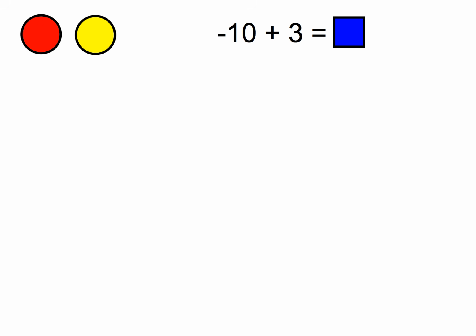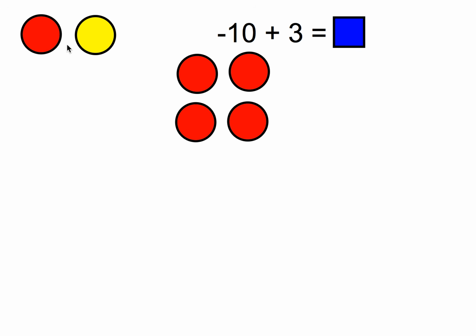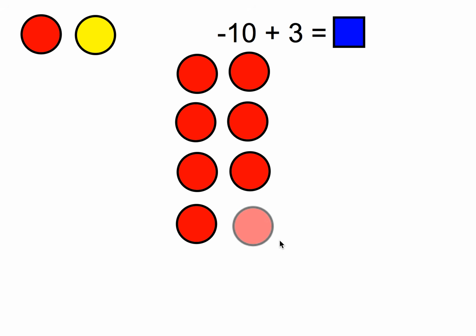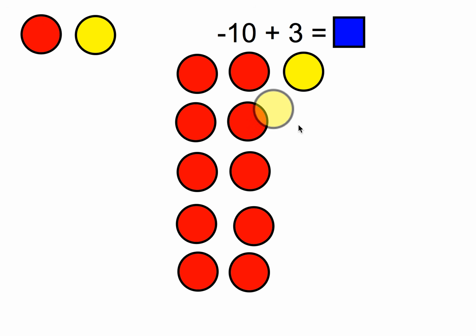And one more example. What if we have negative 10 plus 3? Well, we're going to show negative 10 by taking out 10 red counters. And then we're going to show positive 3 by taking out 3 yellow counters.